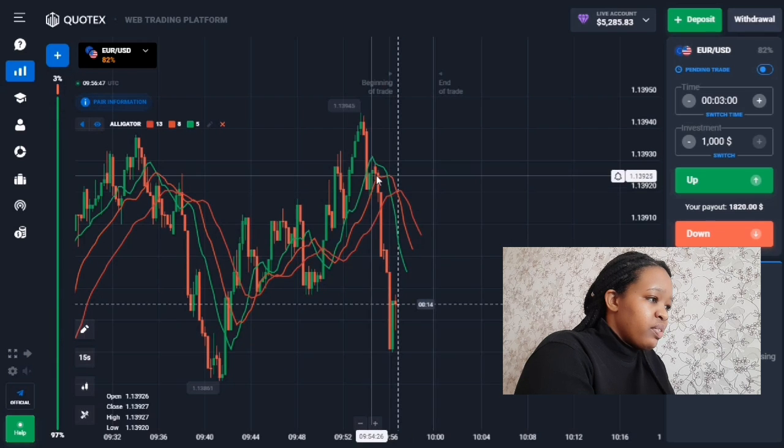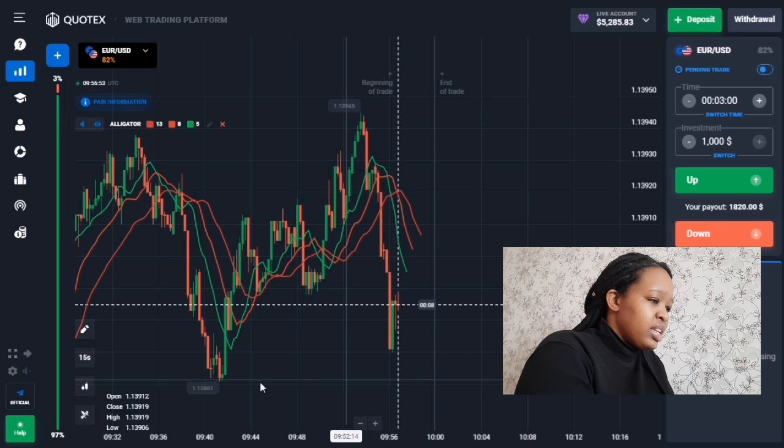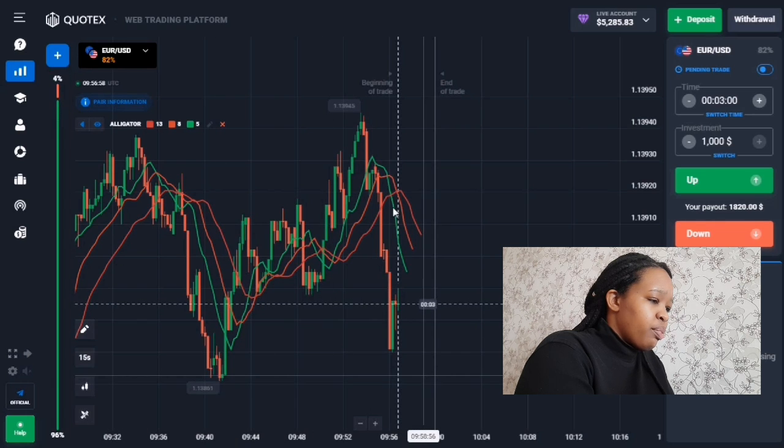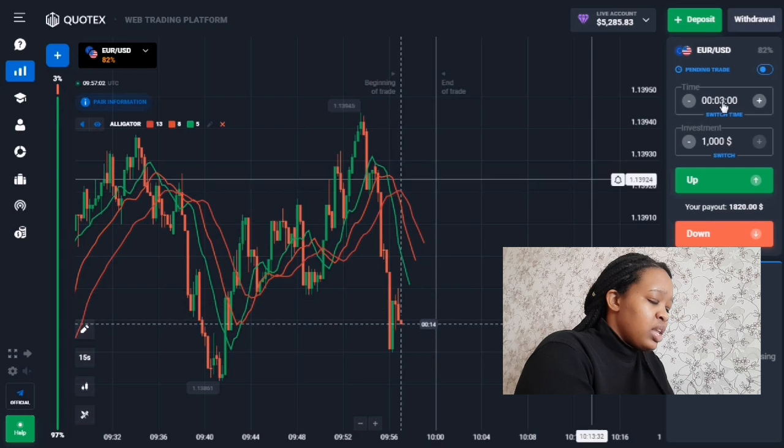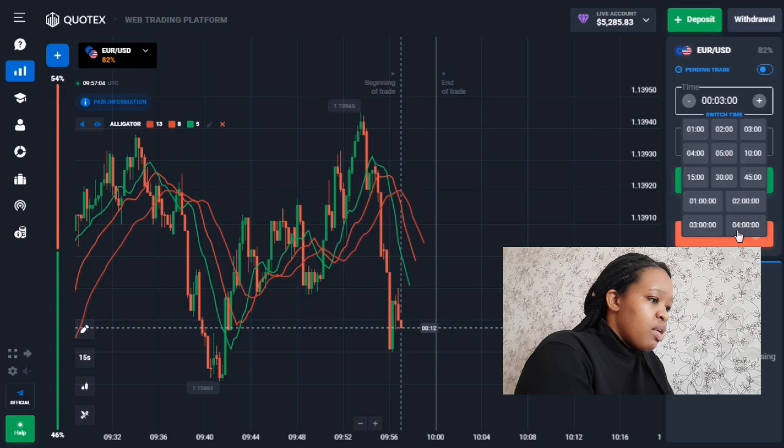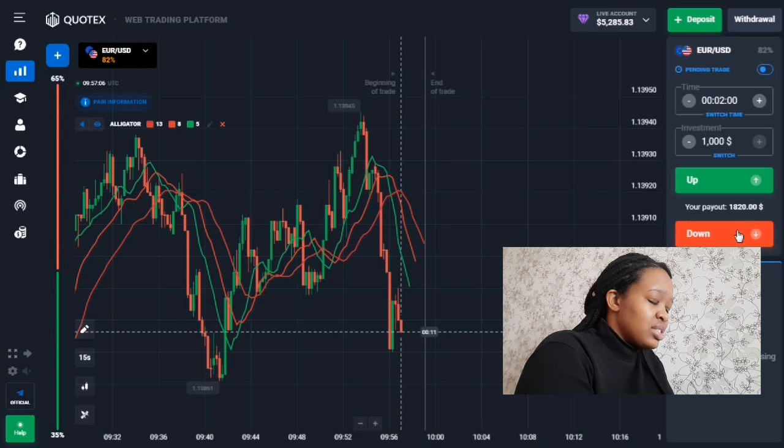Well, here I'm observing very good impulsive movement downwards, and right now I can see that there is a pullback upwards, but then there is still a place to the support level. The indicator is showing the entry point here, so I expect the price to keep moving down, and that's why I'm going to open a down trade for 2 minutes and I'll wait for the results and see.